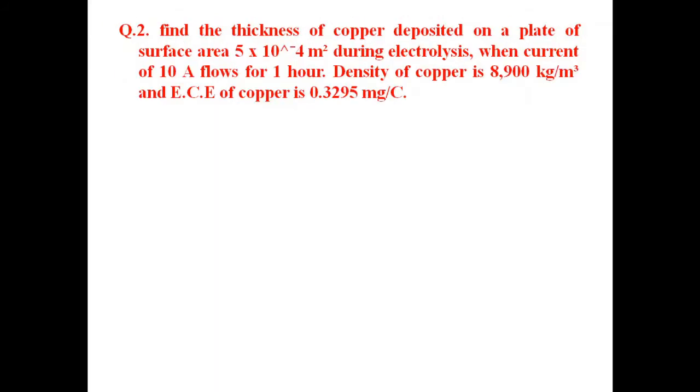Here the question is something like this. Find the thickness of copper deposited on a plate of surface area 5 into 10 to the power of minus 4 meter square during electrolysis when a current of 10 amps flows for 1 hour. So you need to find the thickness of copper deposited on the plate. The density of copper is given, and the electrochemical equivalent is also given.